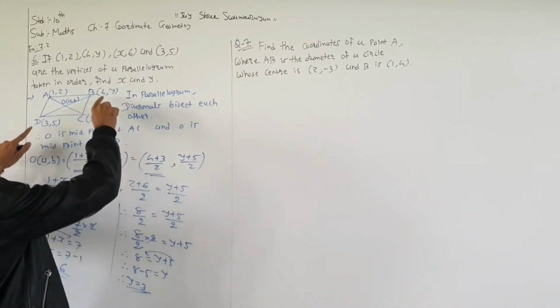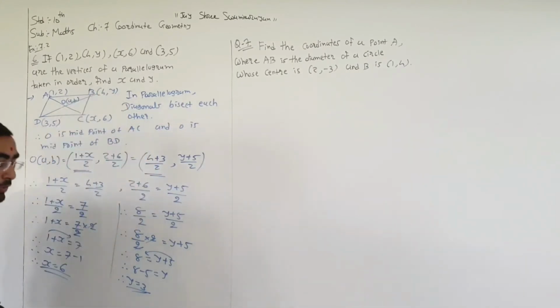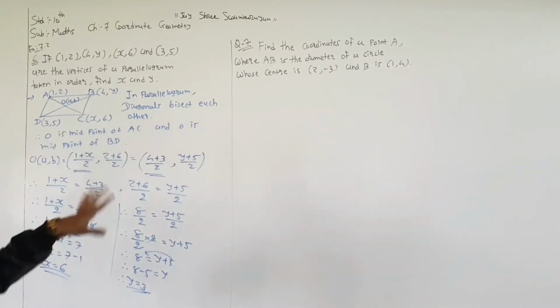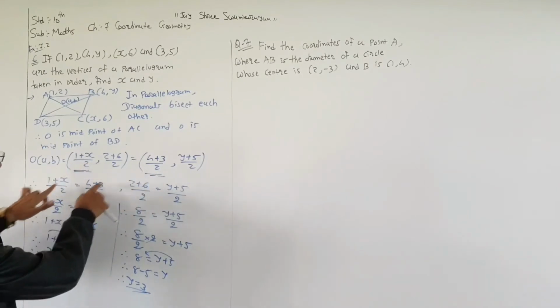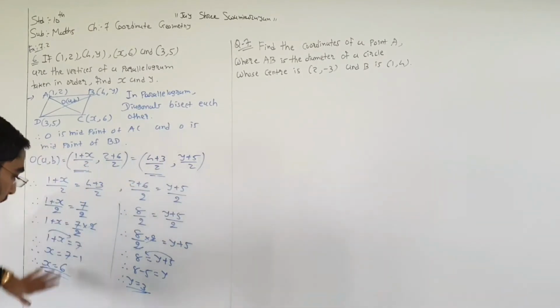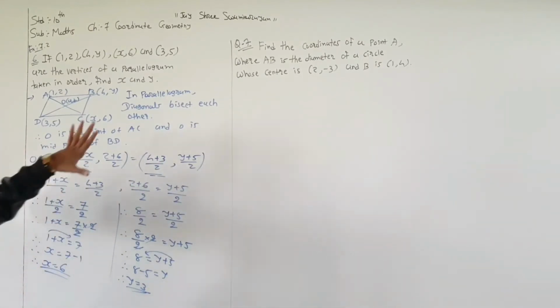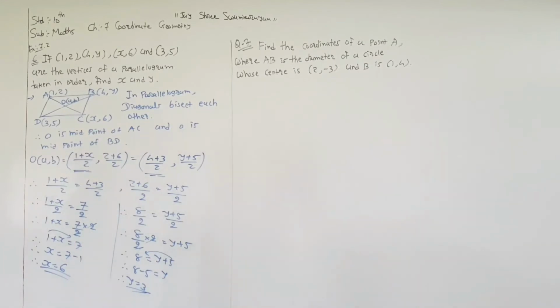Now use the diagonal BD. (4 plus 3) by 2, (5 plus 5) by 2. Okay, दोनों ही वे से आंसर जो आएगा वो कैसा आएगा, same, that means equal. So x coordinate same, y coordinate same. From here we can find the value of x. From here we can find the value of y.